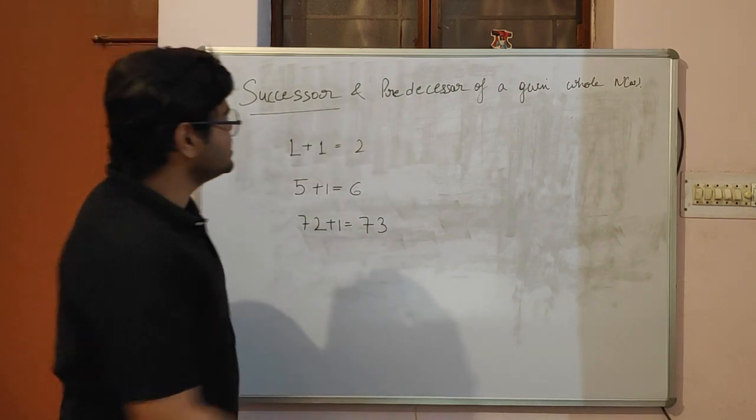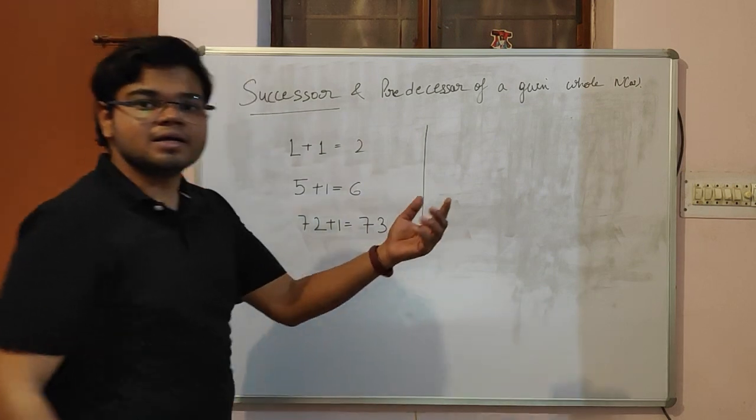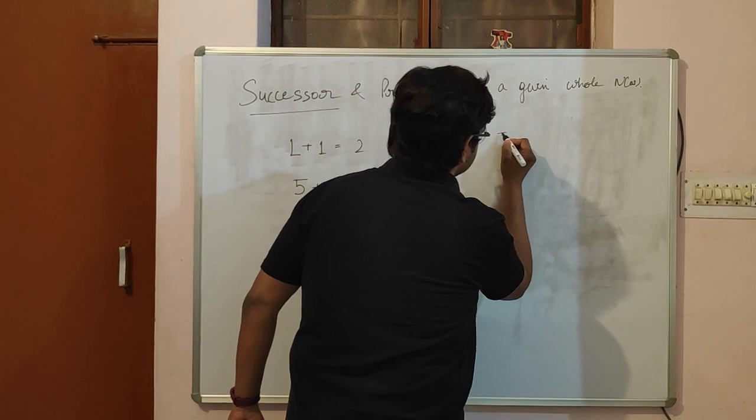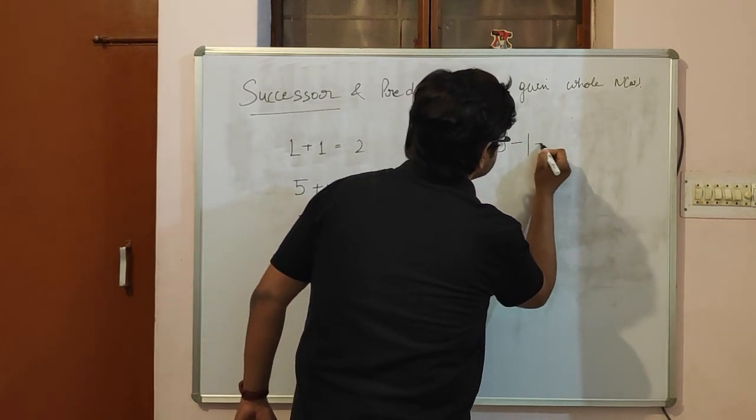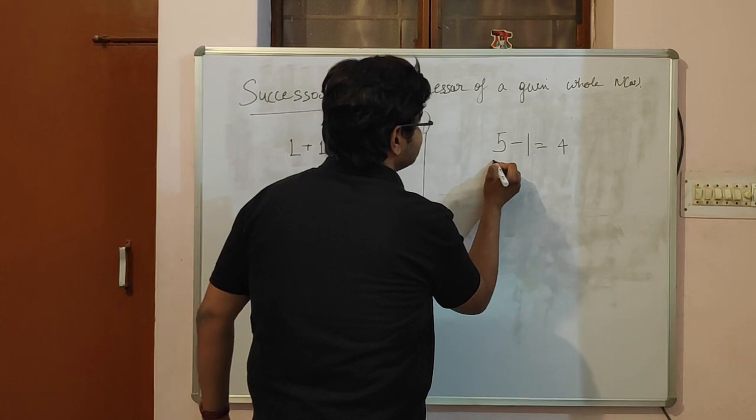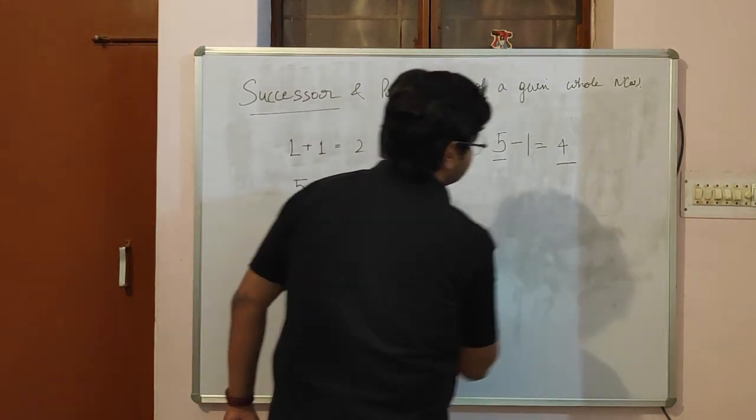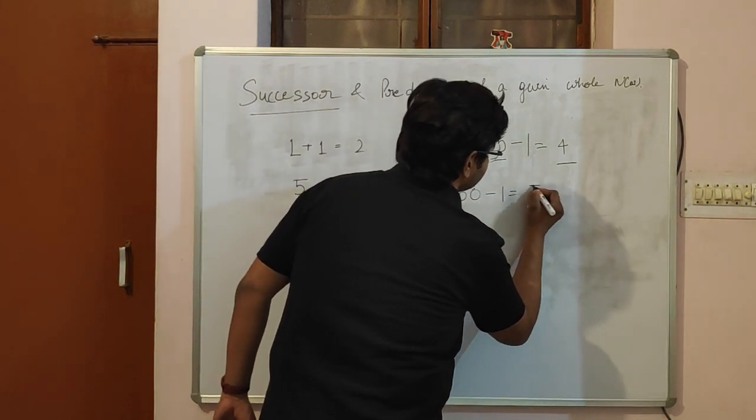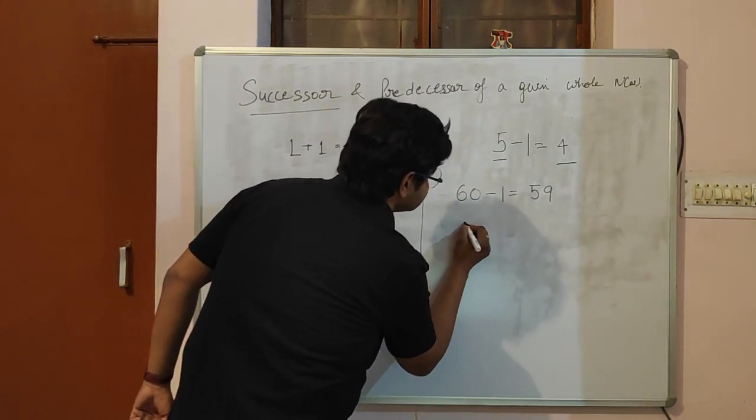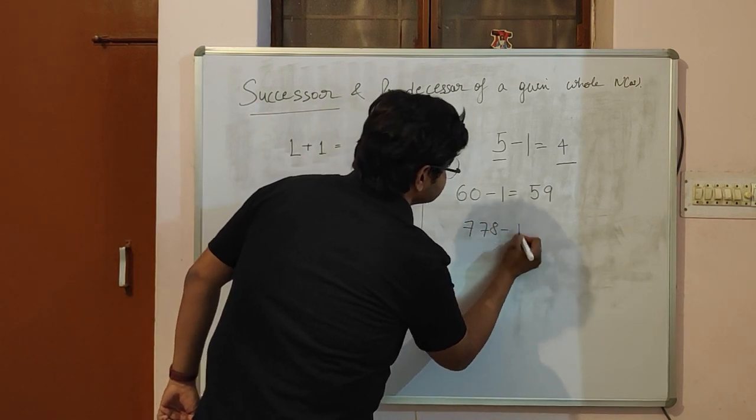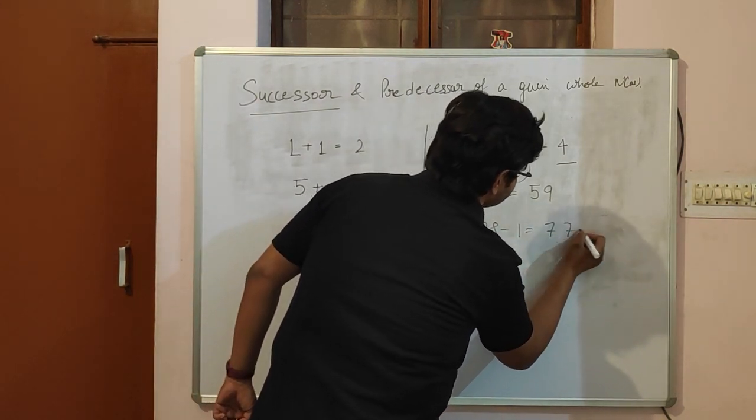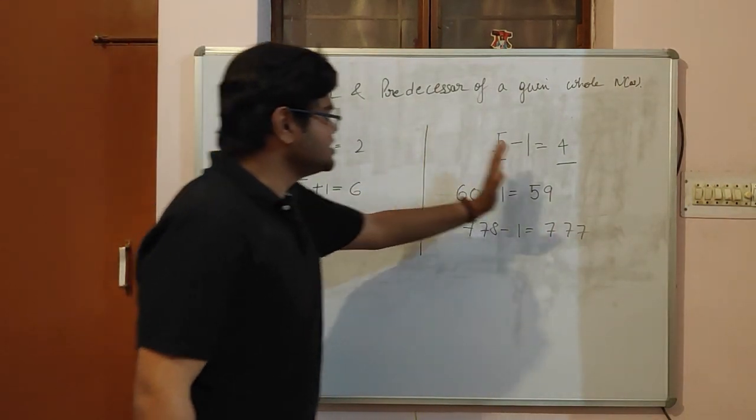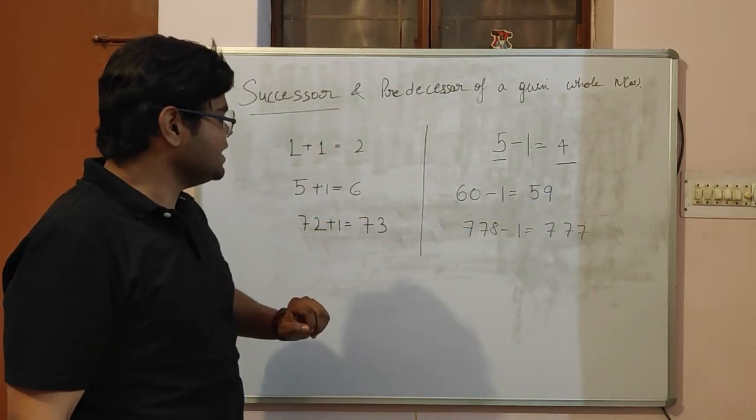And what is a predecessor? A predecessor is the number 1 less than the given number. Suppose we had 5 and if we subtract 1 from it, then the result is 4. So what is the predecessor of 5? It is 4. If it was 60, then we subtract 1 from it, it will be 59. If it was 778, we subtract 1 from it, we get 777. So what is a successor? The successor is 1 more and the predecessor is 1 less than the given number.